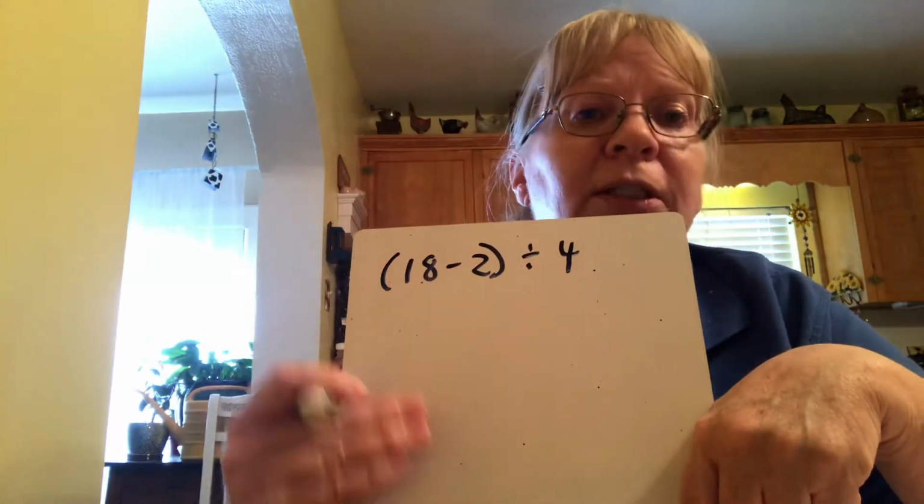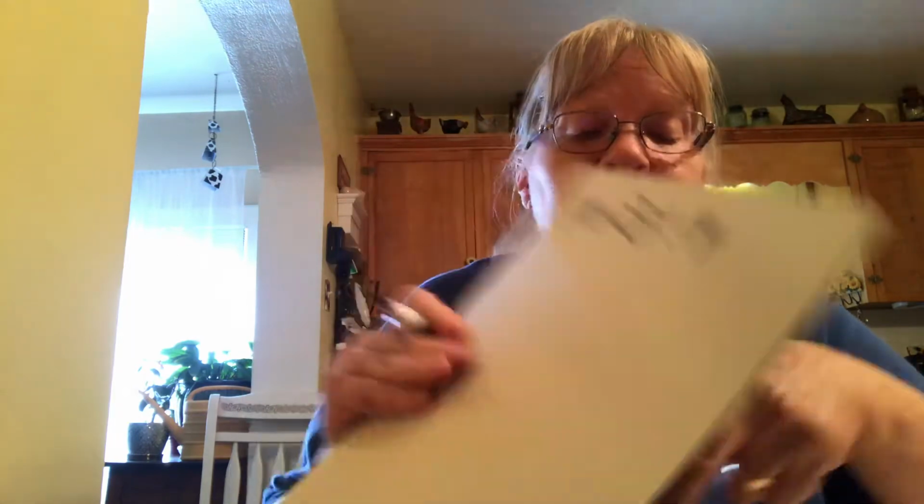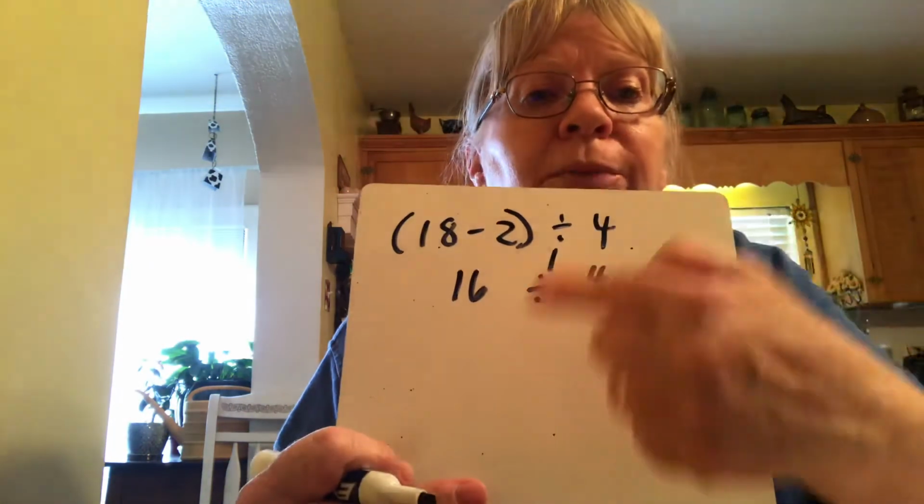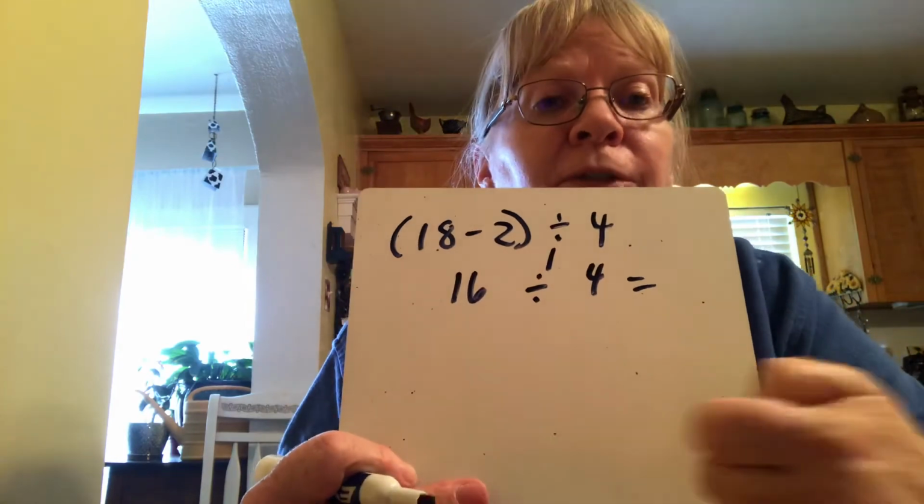Actually, I'm only going to do one example. Well, maybe I'll do 2. All right. So I have in parentheses, 18 minus 2, divided by 4. Okay. So I do what's in the parentheses first. 18 minus 2, 16. Okay. Then I bring down the division and I bring down the 4. 16. Okay, just bring those down. 16 divided by 4 is 4.